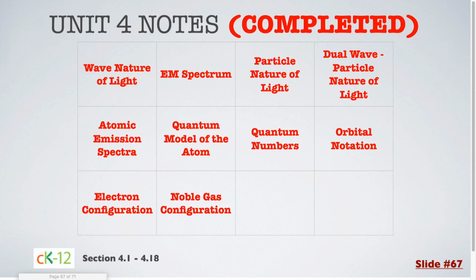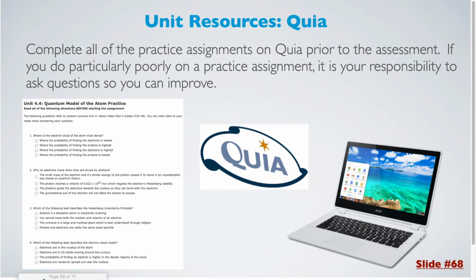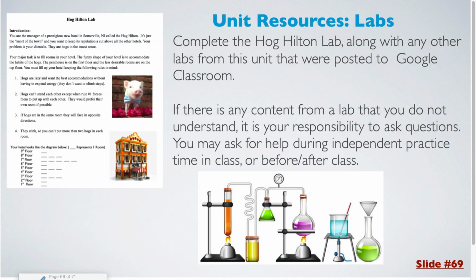So that concludes all of the notes for Unit 4. As you prepare for your test, make sure that you have completed all the assignments that will help you. Complete all practice assignments on Khan Academy prior to the assessment. If you do particularly poorly on a practice assignment, it is your responsibility to ask questions so that you can improve. Make sure that you also complete all of our labs, including the Hogg-Hilton lab. If there's any content from a lab that you do not understand, again, it is your responsibility to ask questions. You may ask for help during independent practice time in class or before or after class.